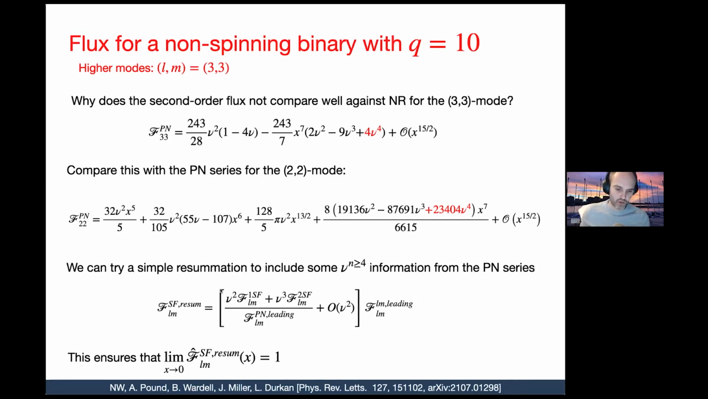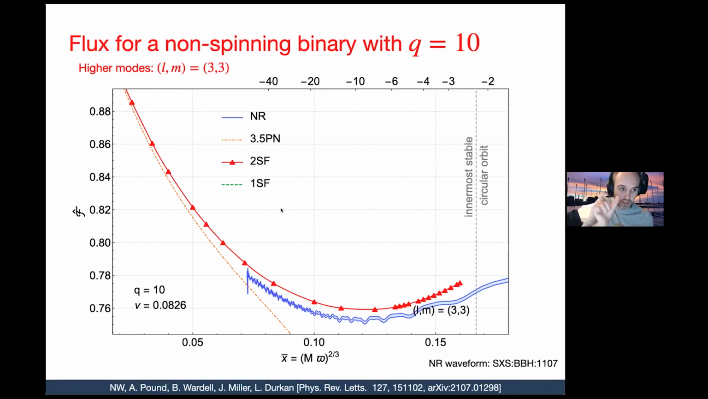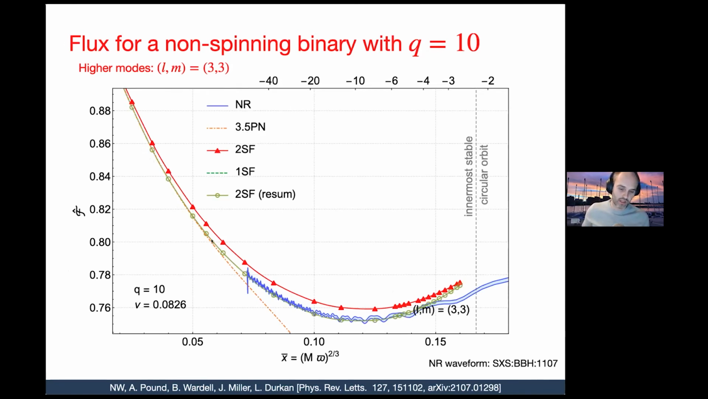And lo and behold, when you try this slightly resummed series by including just information from the very leading post-Newtonian term, suddenly our second order results agree again very nicely with the numerical relativity simulations. So you can certainly make them agree much better.